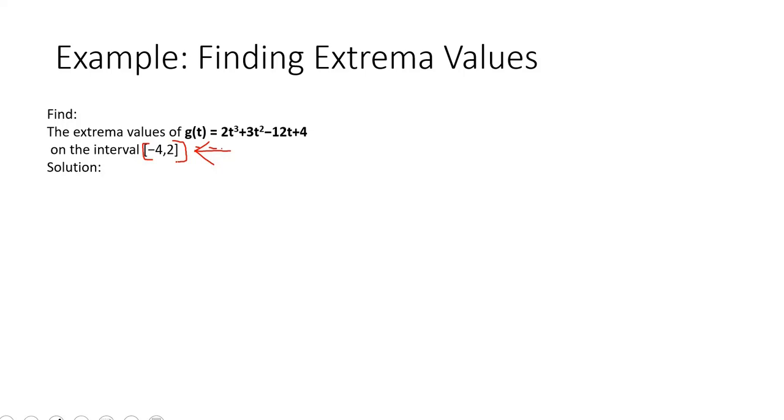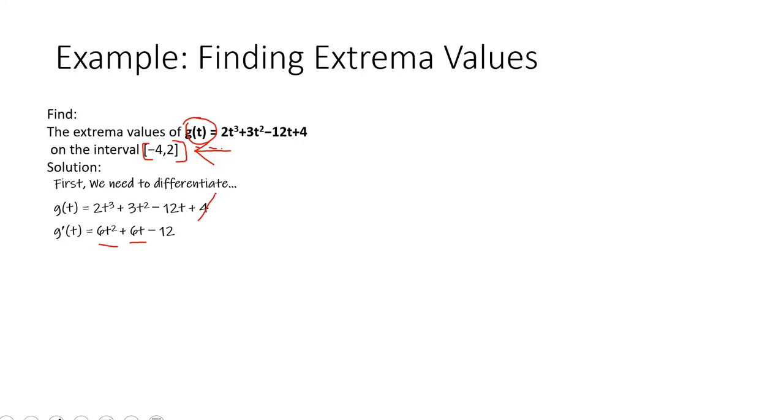So what do we do? Well, the first thing we have to do is take the derivative of function g of t. And that's going to look something like this. I'm not going to go through all the steps because this is a very simple derivative problem. But basically, g prime of t is equal to 6t squared plus 6t minus 12. Again, we use the power rule right here, and 4 goes away since it is a constant. So g prime of t is equal to 6t squared plus 6t minus 12.